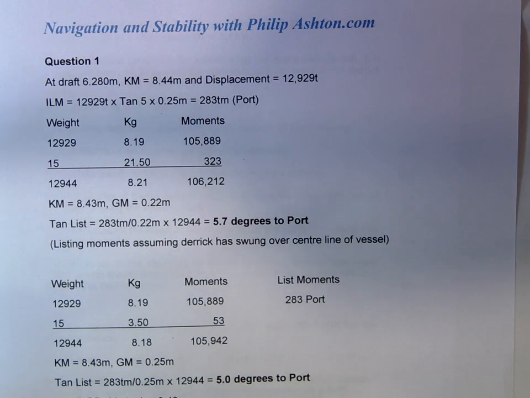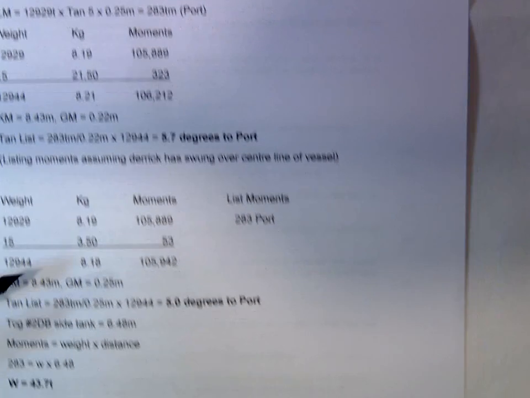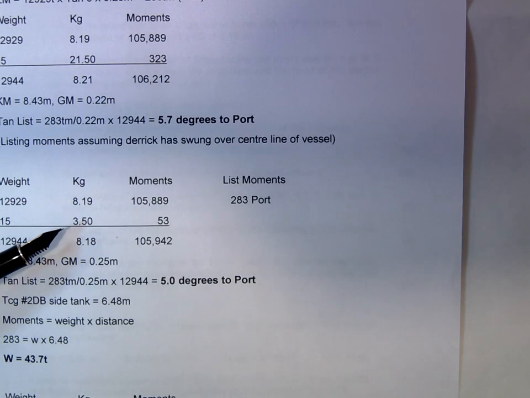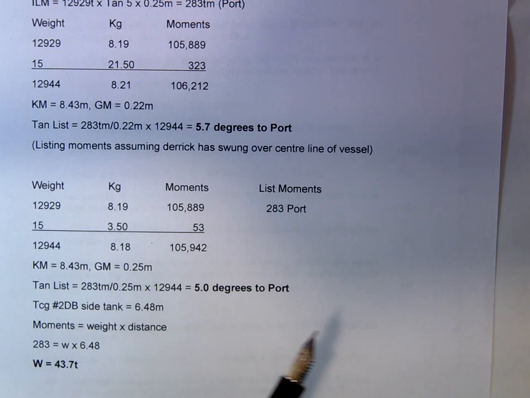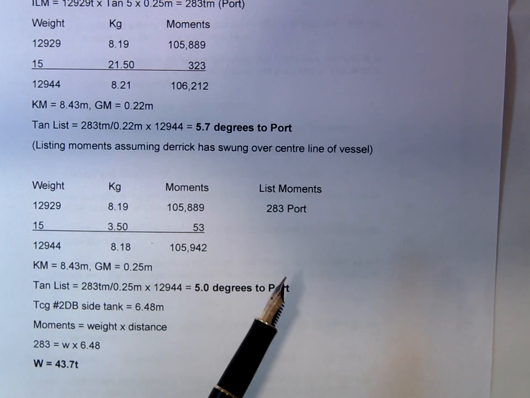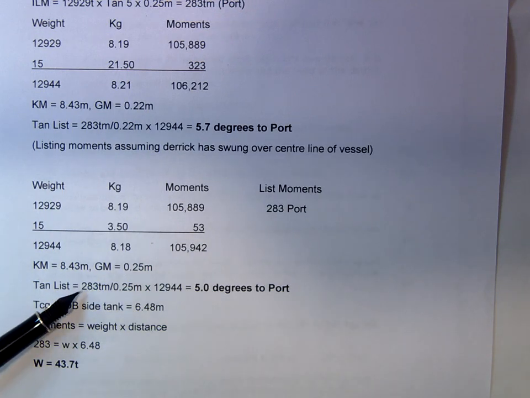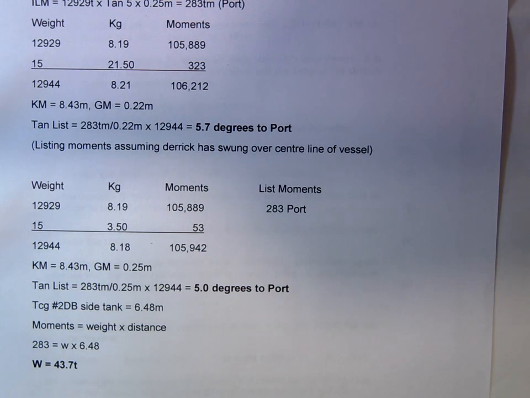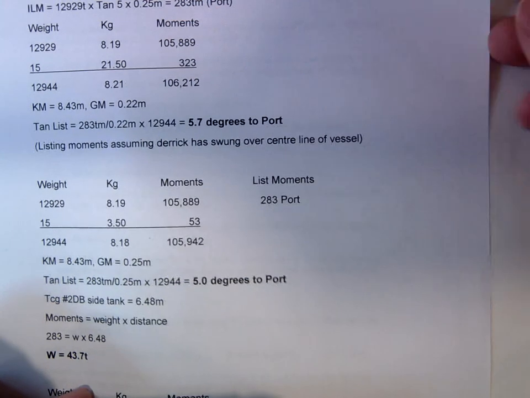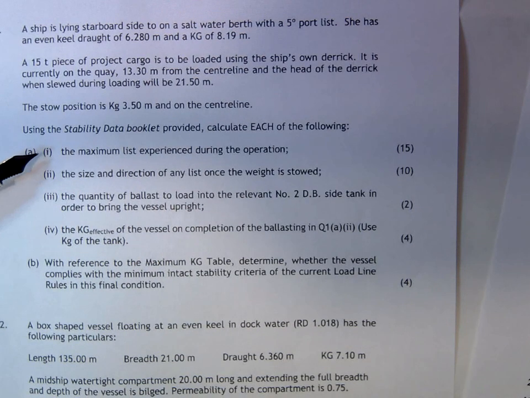Now the actual list once we've loaded, well, the 15 tons now changes from 21.5 to 3.5. And of course the list moments aren't going to change either. We've got the 283. So the list now goes to 5 degrees to port. Now what the question then asks us to do, let's have a quick look at the question. So we worked out the maximum list and the size and direction of any list once the weight is stowed.